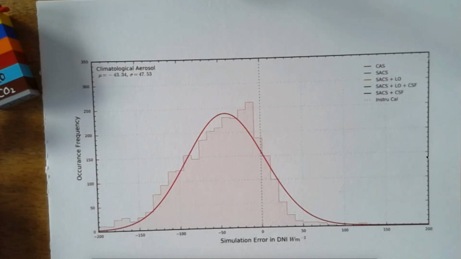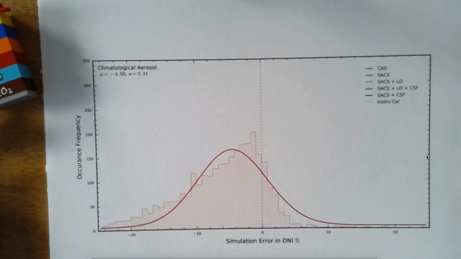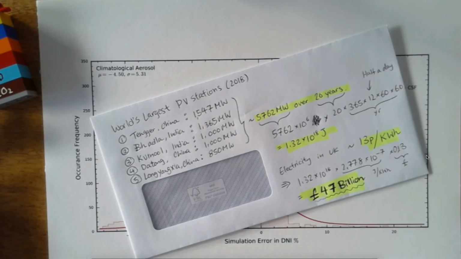But what is 43 watts per meter squared? It's easier to interpret things when they are in percentage. So here's the same plot in percentage, and the bias of the climatological approach, the baseline approach, is approximately 4.5%. Again, what is 4.5%? Is that big or small? So let's do a quick back of the envelope calculation.